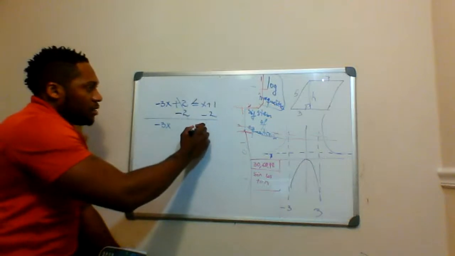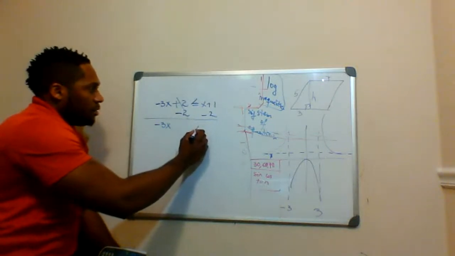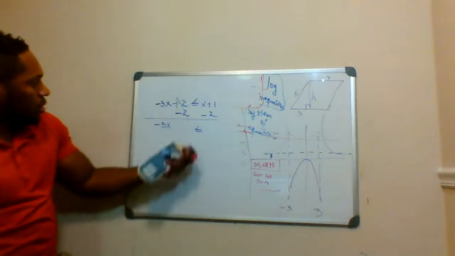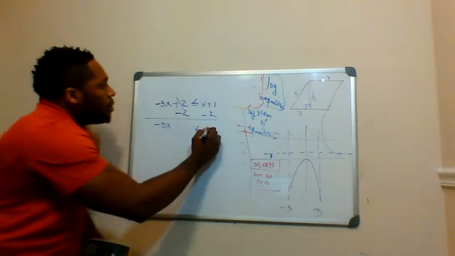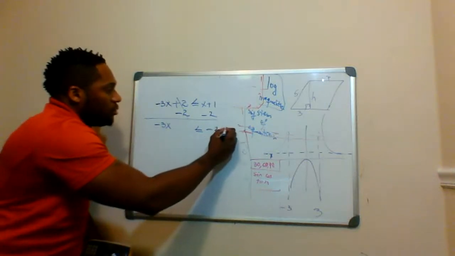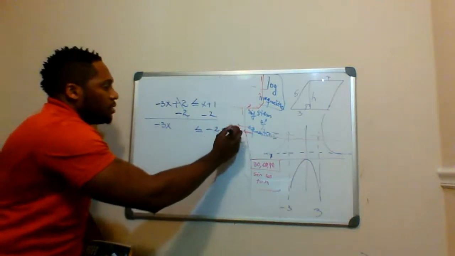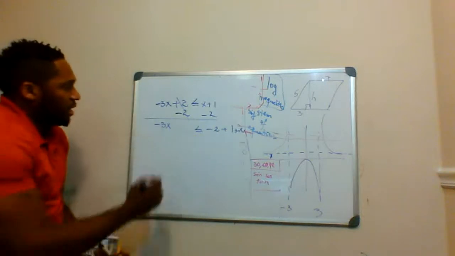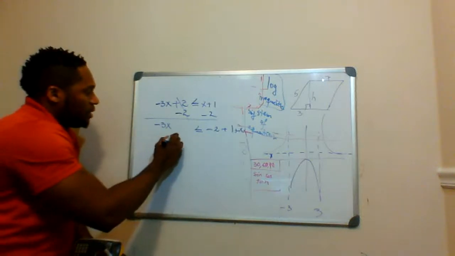Here, minus 2. I should have brought the x first. Minus 2 plus 1 plus x. Now I'm going to move the x on that side, so what I do is subtract x from both sides. Minus x.